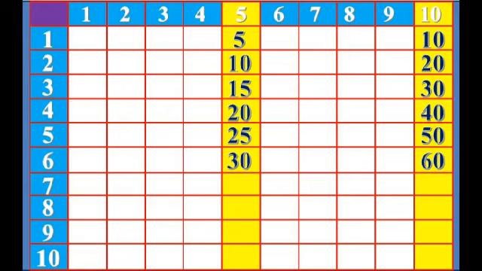What is 7 times 5? 7 times 5 is equal to 35. 35 times 2 is equal to 70.